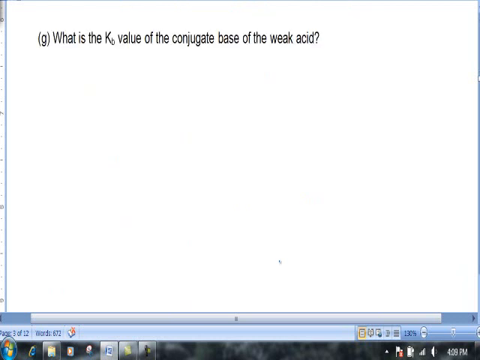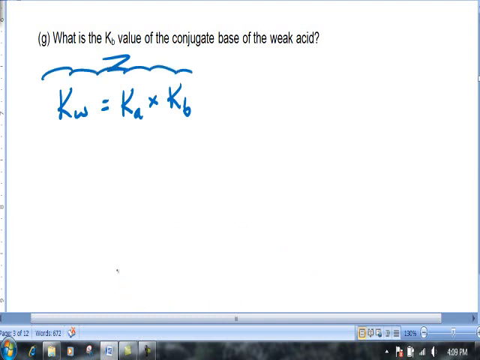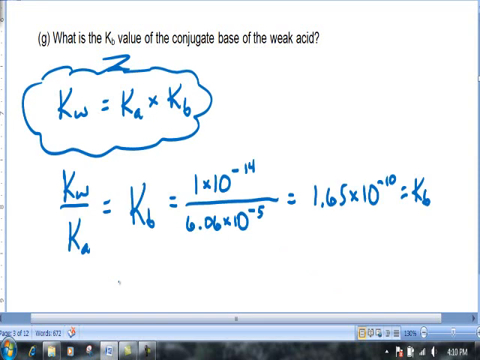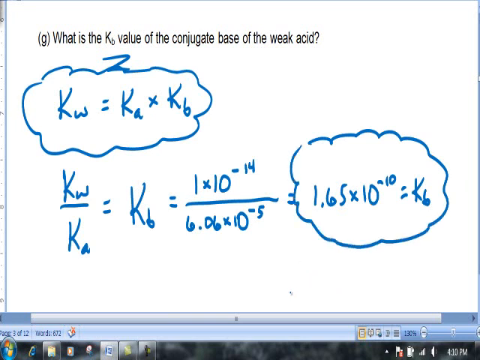The next part asks us to get the Kb value for the conjugate base of the weak acid. We can utilize the relationship that Kw is Ka times Kb for an acid and its conjugate base. Calculating, we get our Kb value of 1.65 times 10 to the negative 10 for this particular weak acid conjugate base pair.